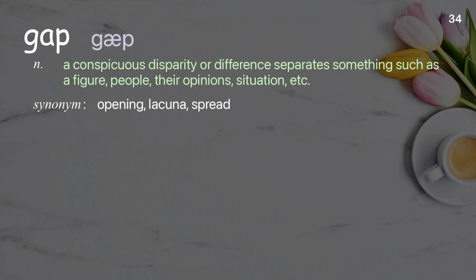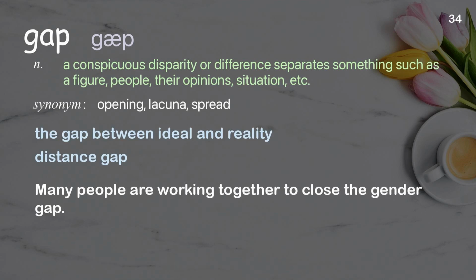Gap: a conspicuous disparity or difference that separates something such as a figure, people, their opinions, situation, etc. Examples: the gap between ideal and reality. Distance gap. Many people are working together to close the gender gap.